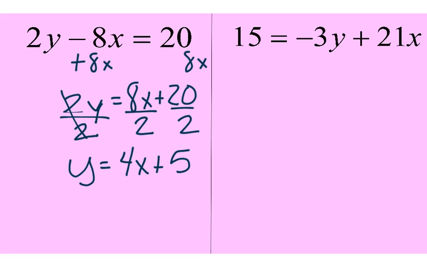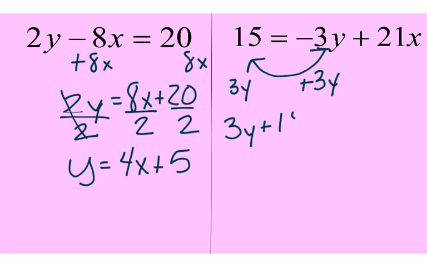Try it. Just try it and see how you do. Okay, so let's see how you did. The first thing I want to do is move this y to the other side of the equal sign. So I'm going to add 3y to both sides. Now I have 3y plus 15 equals 21x.